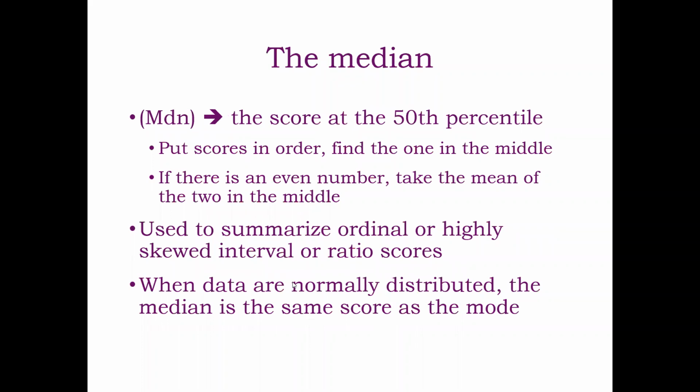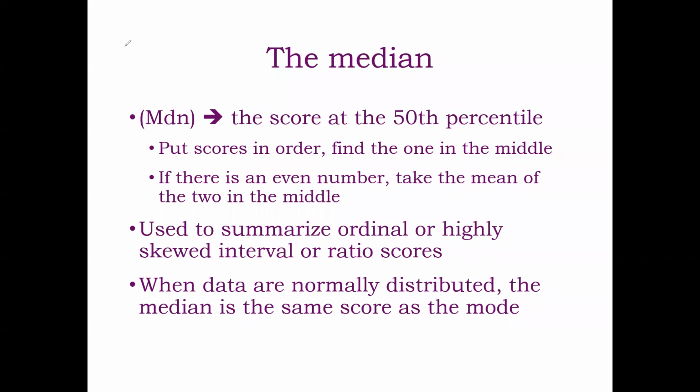Now, the second measure of central tendency we'll be using is the median. This is just the score or value at the 50th percentile. You put the scores in order from smallest to largest, or vice versa, it doesn't matter. Find the one in the middle. If there's an even number, take the mean of the 2 in the middle. We use the median to summarize ordinal or highly skewed interval or ratio scores.